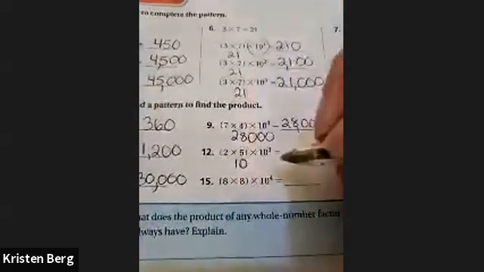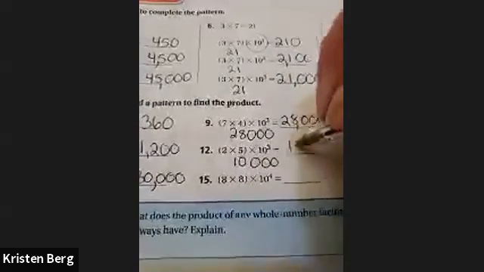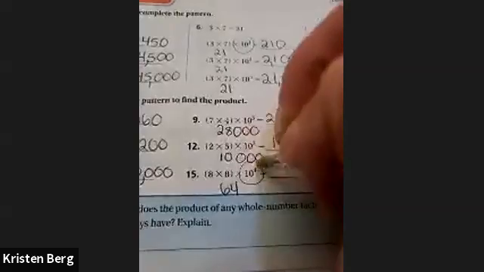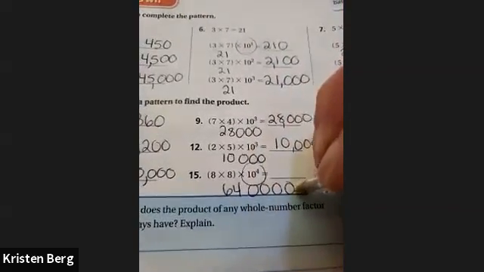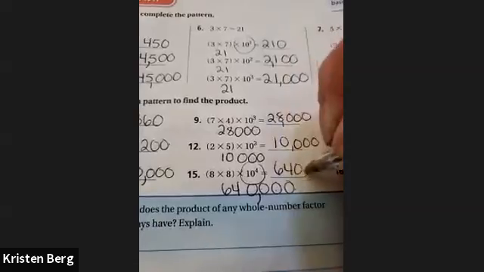Next, this is 5 times 2 is 10. Then add 3 more zeros. So it would be 10,000. 8 times 8 is 64. And then you add 4 zeros. 1, 2, 3, 4. So then starting from the back, 1, 2, 3, then a comma. So your answer would be 640,000.